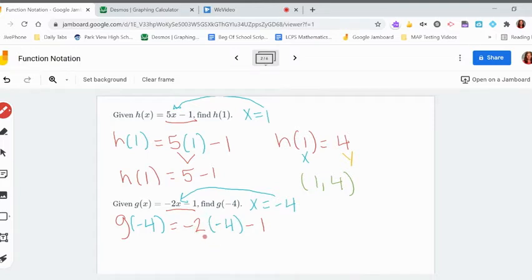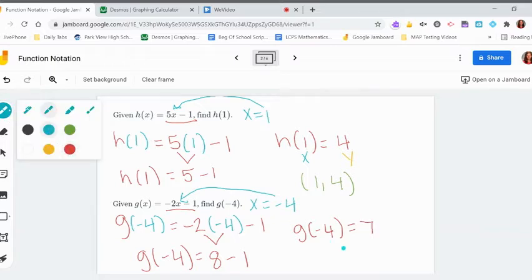Negative 2 times negative 4 is a positive 8. Put my minus 1 there. So now I have g of negative 4 equals 8 minus 1. So g of negative 4 is equal to 8 minus 1 is 7. Okay, again, this was my x value, this was my input, this is my y value, this was my output, and I can also write it as the point, negative 4, 7.